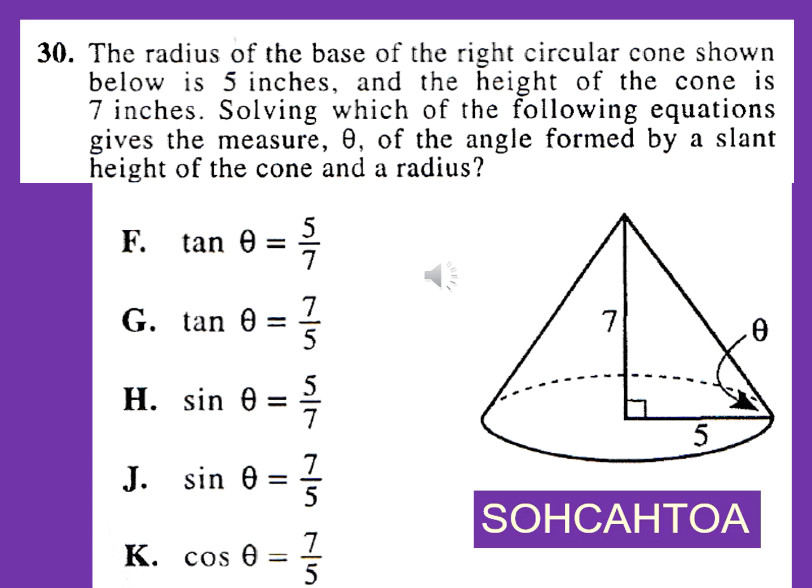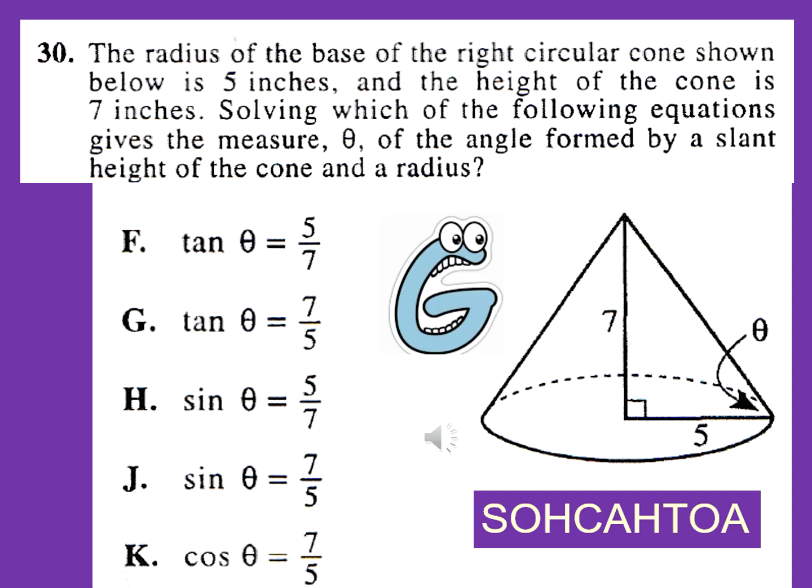Now I'm going to point out that I know for a fact that 2 of the answers are impossible. And that's J and K. And that's because sine and cosine never can be more than 1. And so I know that it won't be either of those.